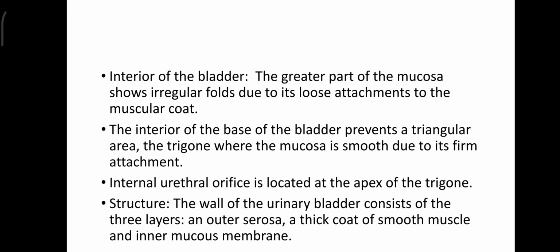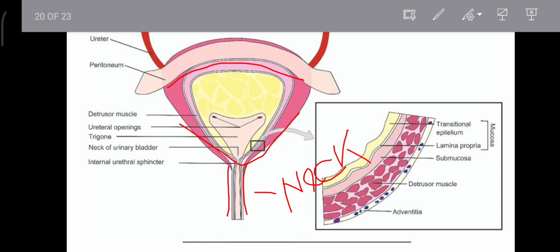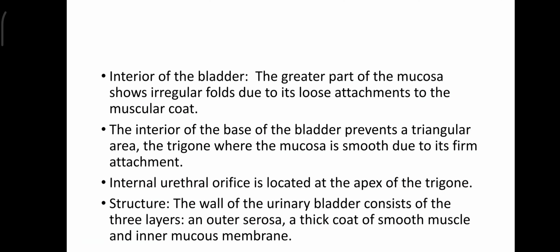Interior of the bladder. The greater part of the mucosa shows irregular loose attachment to the muscular coat. The interior of the base of the bladder presents the triangular area, the trigone, where the mucosa is smooth due to its firm attachment. This area is called the trigone of the urinary bladder. The internal urethral orifice is located at the apex of the trigone. Structure: the wall of the urinary bladder consists of three layers: an outer serosa, a thick coat of smooth muscle, and an inner mucosa layer.